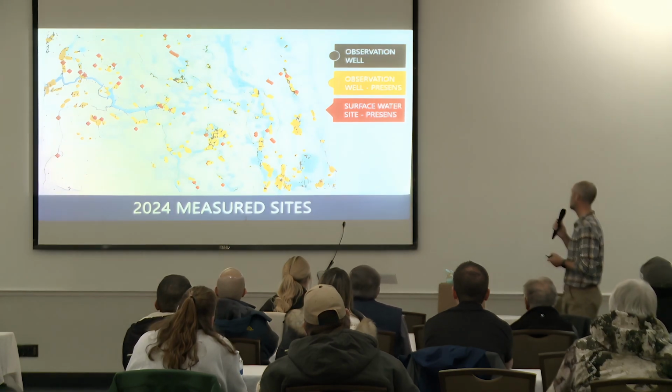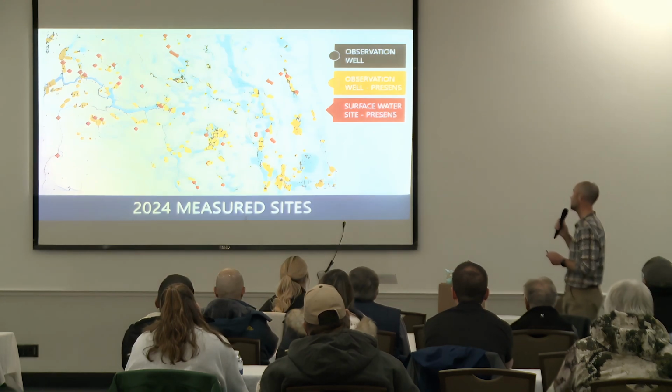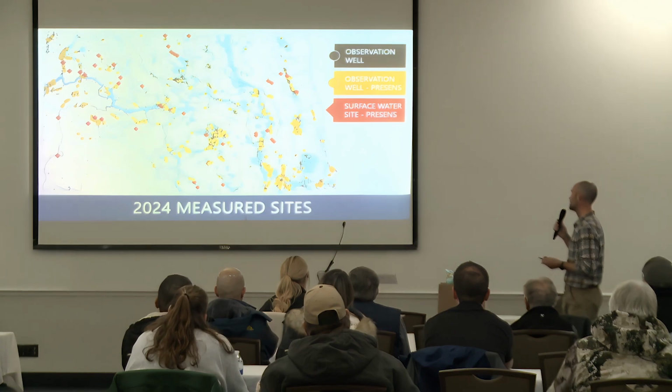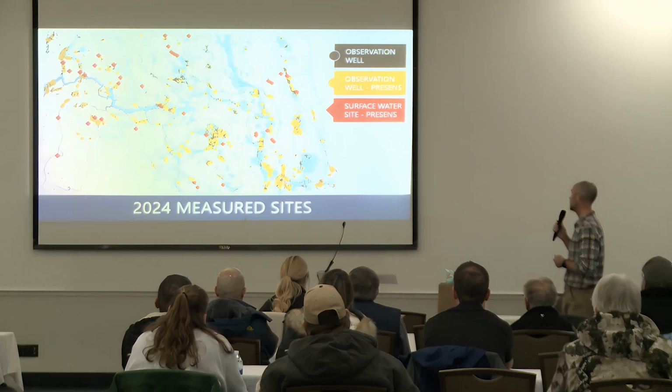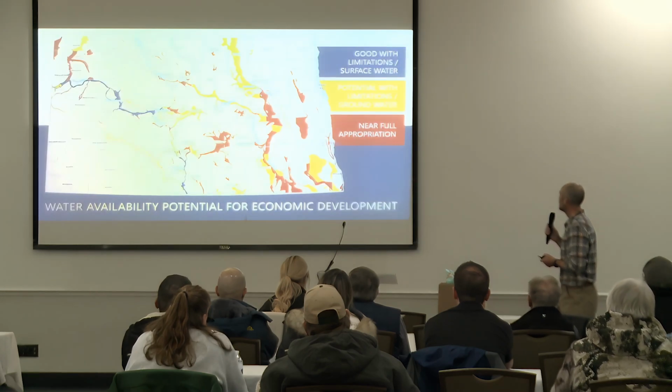This gives you a map of our observation wells that we measured, and then also the real-time monitoring sites. Those are the yellow ones, and then the red ones are the surface water sites where we have stage being collected. And a lot of these are seasonal ones that are installed in the springtime of the year and then taken out in the fall of the year.